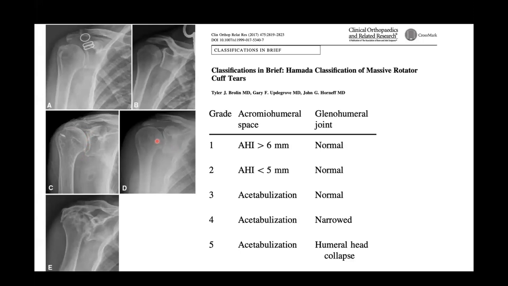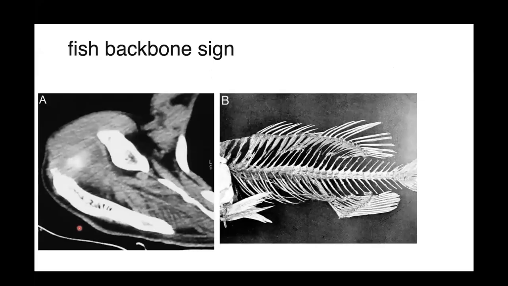And in type D, in the figure D, you can see that the glenohumeral joint space also starts reducing along with the acetabularization. And in the final stage, the humeral head starts to collapse. And that is the final end stage of rotator cuff arthropathy. So this is the Hamada classification based on X-rays.